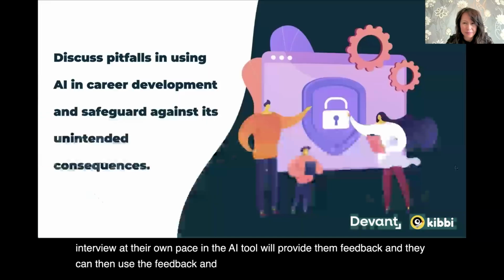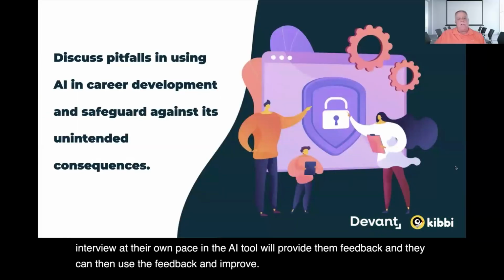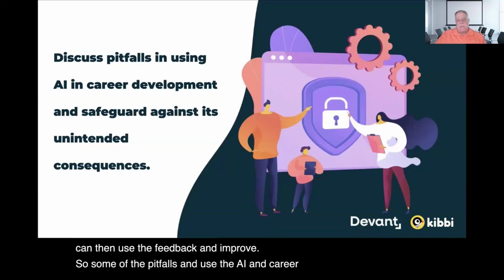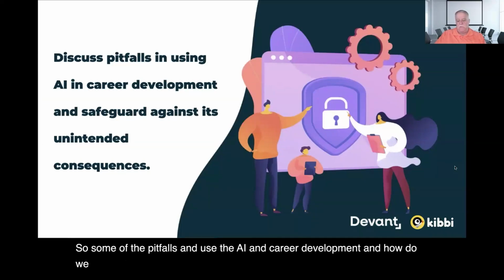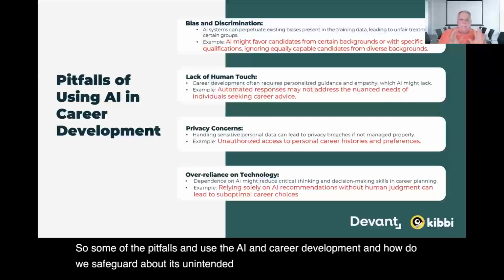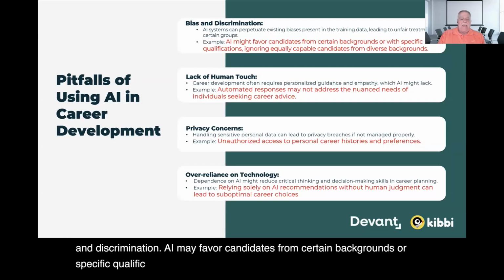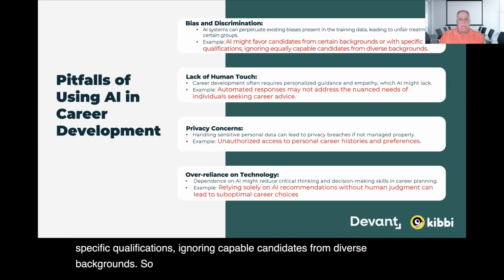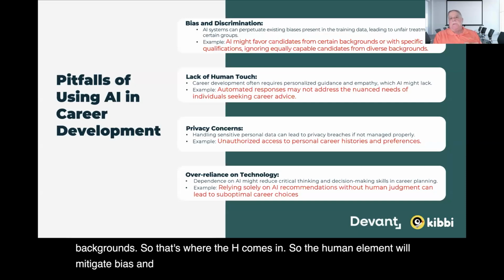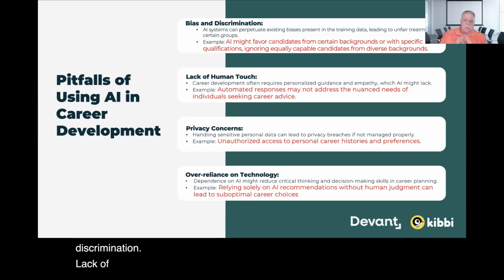Yeah. So what are some of the pitfalls in using AI in career development, and how do we safeguard against its unintended consequences? Well, there's again bias and discrimination. AI may favor candidates from certain backgrounds or specific qualifications, ignoring capable candidates from diverse backgrounds. And that's where the H comes in. So the human element will mitigate bias and discrimination.